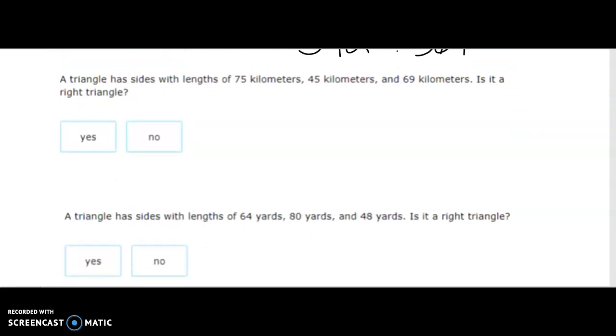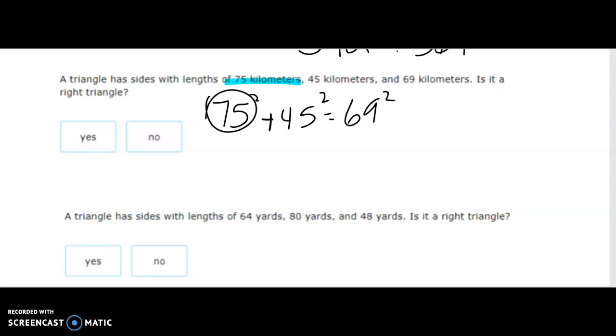And you keep on doing it, but make sure you look for the longest side. Don't just go, because this is going to be wrong, don't write this down: 75 squared plus 45 squared equals 69 squared. Why is that wrong? Because that's your longest side, so it needs to be in the C spot. So 45 squared plus 69 squared equals 75 squared.